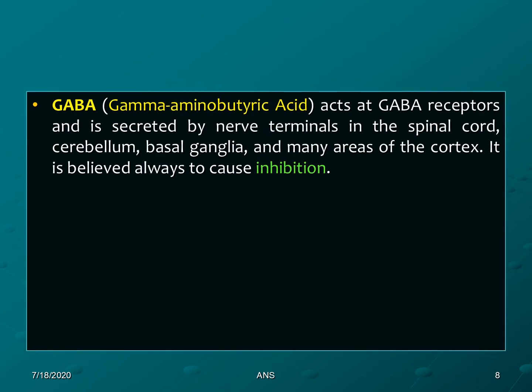Another, GABA. GABA acts at the GABA receptor and is secreted by the nerve terminals in the spinal cord. Apart from the spinal cord, GABA acts at the cerebellum, basal ganglia, and many areas of the cortex. So GABA is known as neuroinhibitory in nature, gamma-aminobutyric acid.